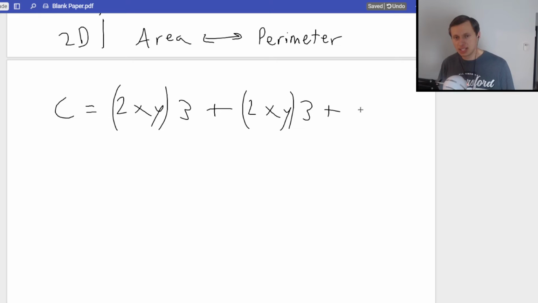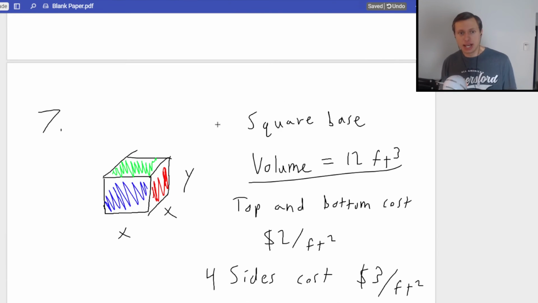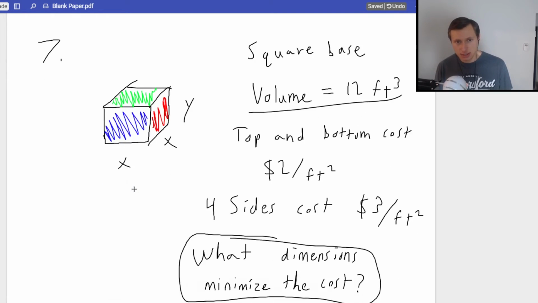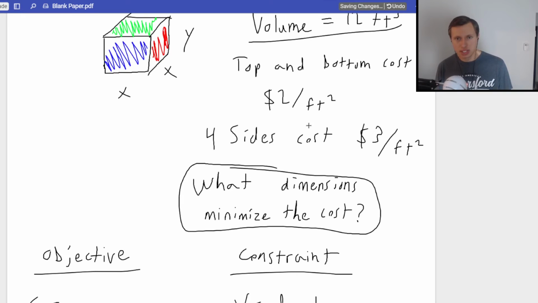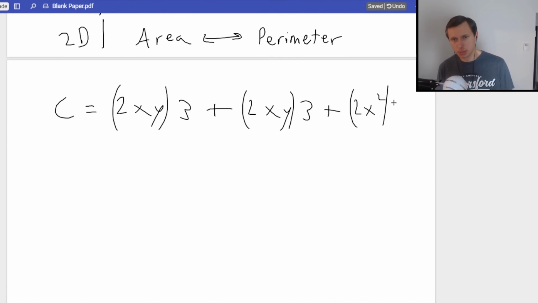And then for the last side, the top and the bottom in green here. If we think about what the area is, it's going to be x times x for the green. Everyone see that? X times x. So the green is going to be x squared. Again, there's a top and a bottom, so 2. And how much does the top and the bottom cost? We said $2 per square foot. So just times 2. There's our cost. Yes, we can simplify it. Let's just go ahead and do that right now.